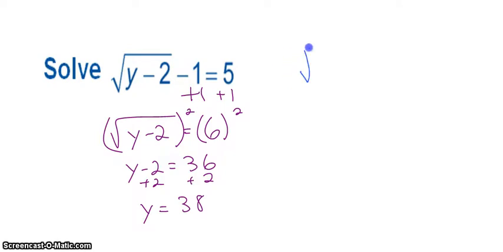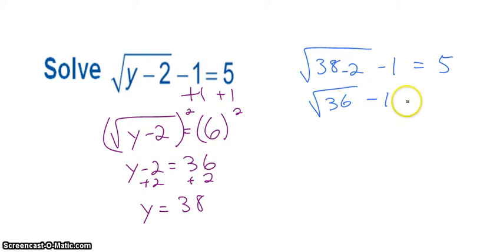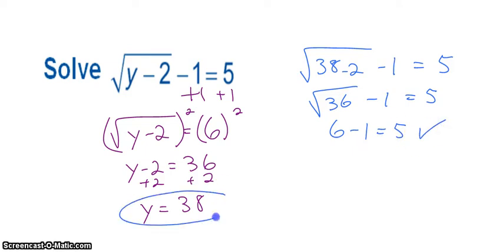Now I do want to check it. So if I plug it in, I've got the square root of 38 minus 2, minus 1 equals 5. 38 minus 2 is 36. And the square root of 36, we want the positive root. There's no reason to think otherwise because there's no negative out there or anything. So we've got 6 minus 1 equals 5, and that is indeed true. So y equals 38 is our answer.